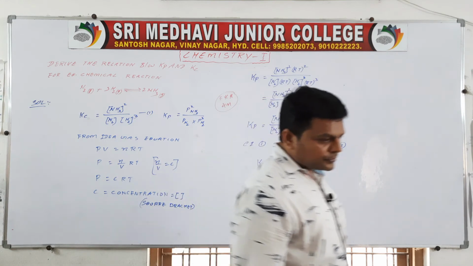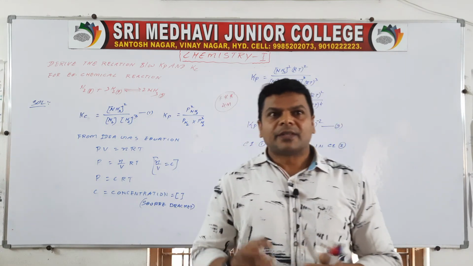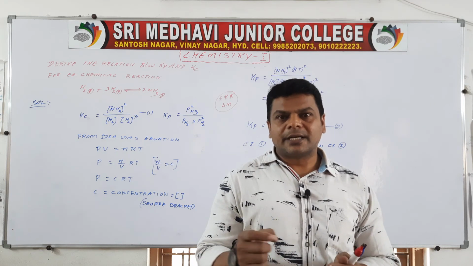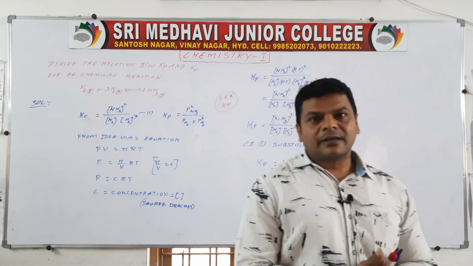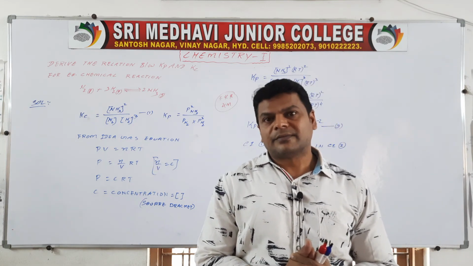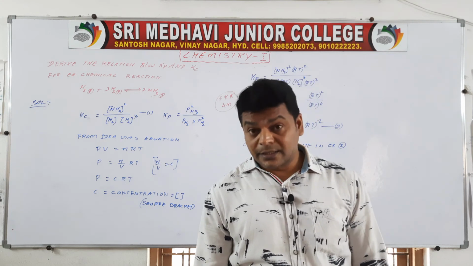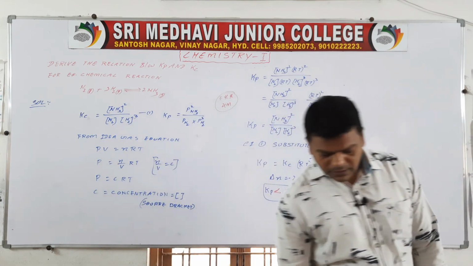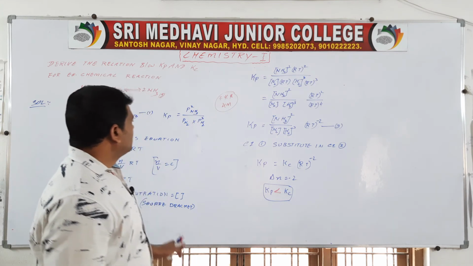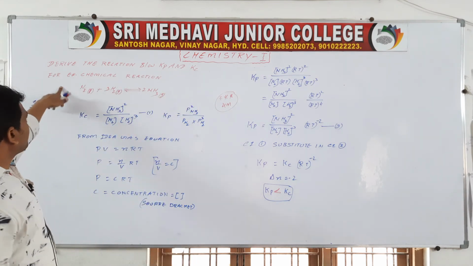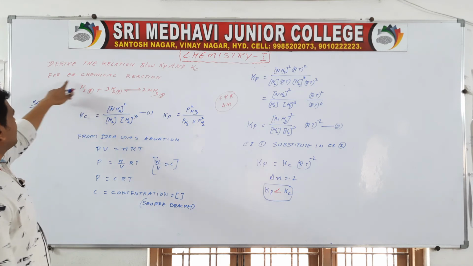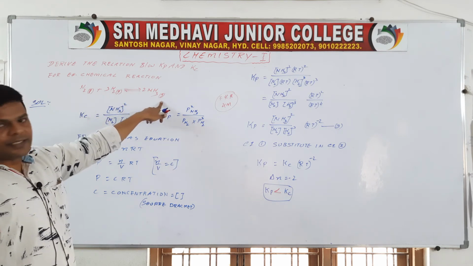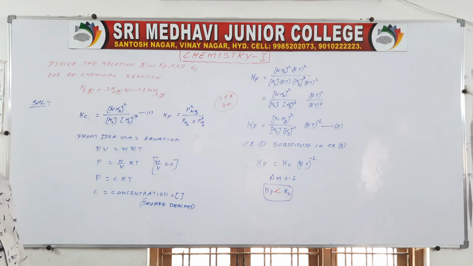So Kp is nothing but equilibrium constant in terms of pressure. Kc is nothing but equilibrium constant in terms of concentration. This is for gaseous reactions only. Once again I am explaining this. Derive the relation between Kp and Kc for the equilibrium reaction N2 gas plus 3H2 gas to NH3. It is a reaction, it is given in equilibrium state.